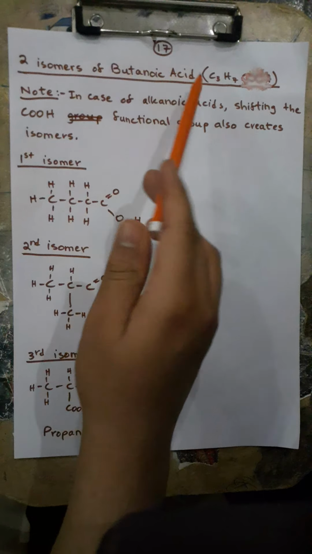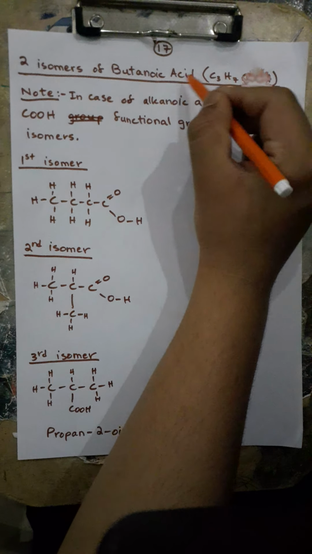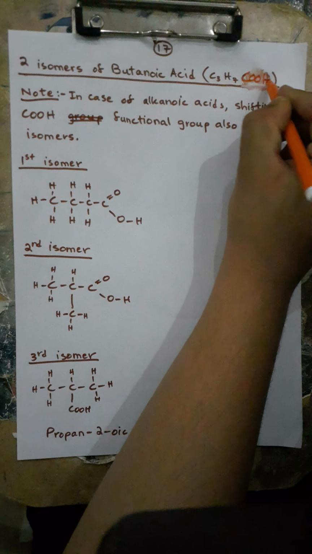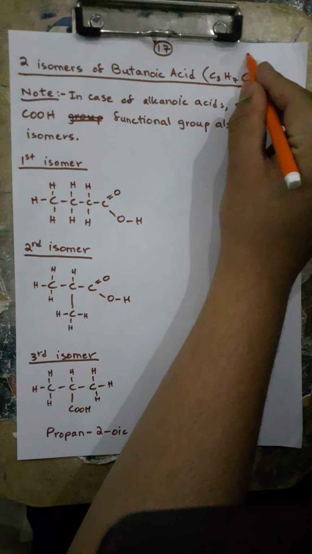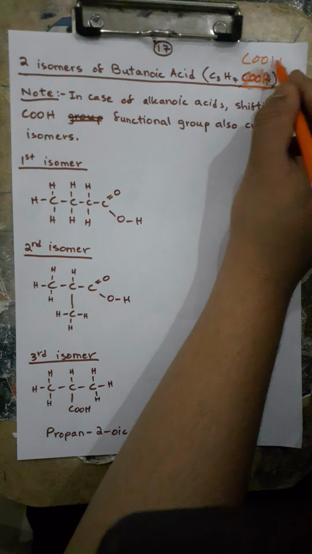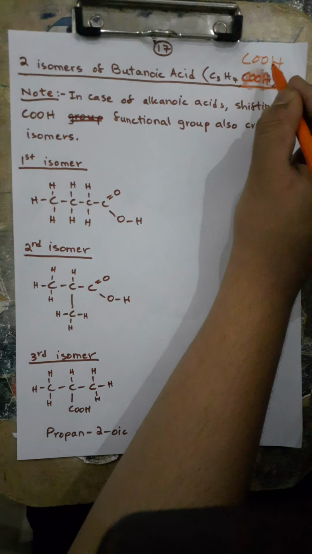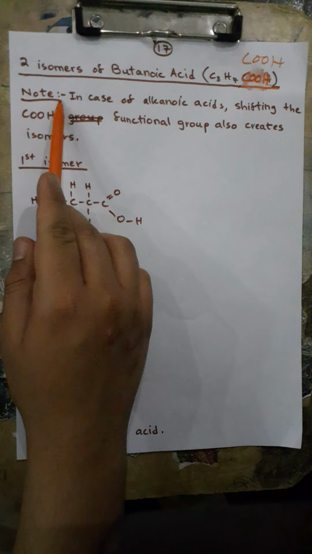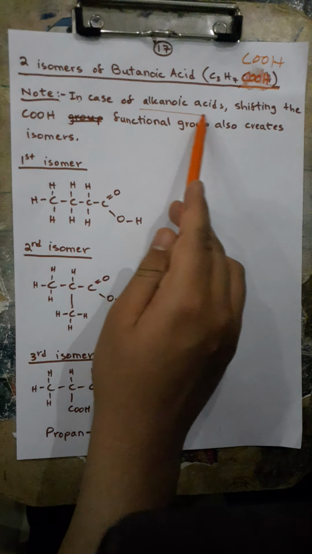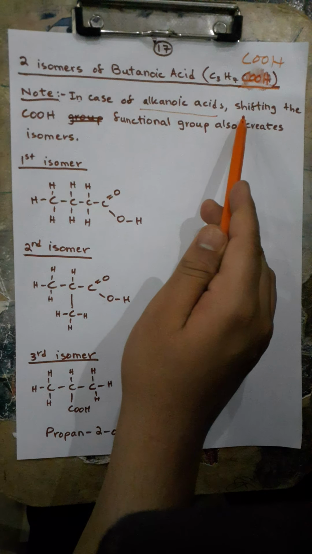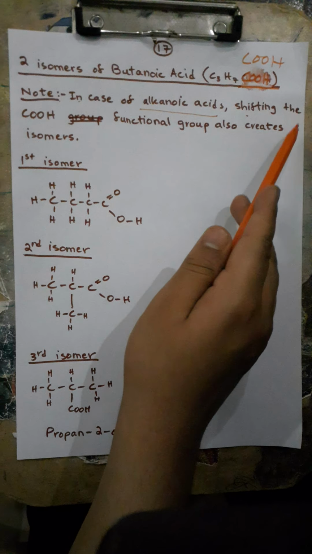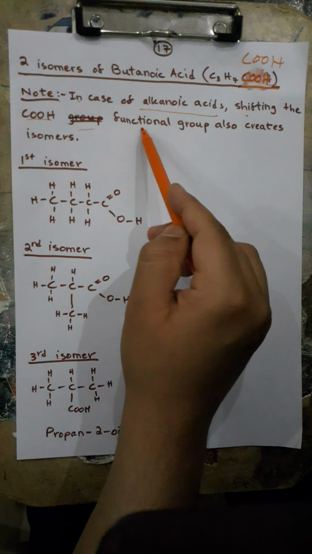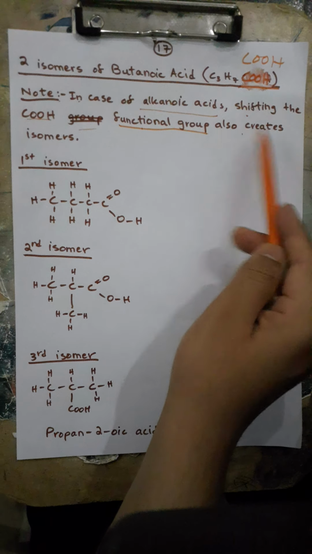Now two isomers of butanoic acid. Now this time COOH. This is actually C3H7COOH, the molecular formula of butanoic acid. Now note, in case of alkanoic acids, the fourth organic family, shifting this COOH group, this functional group, also creates isomers.